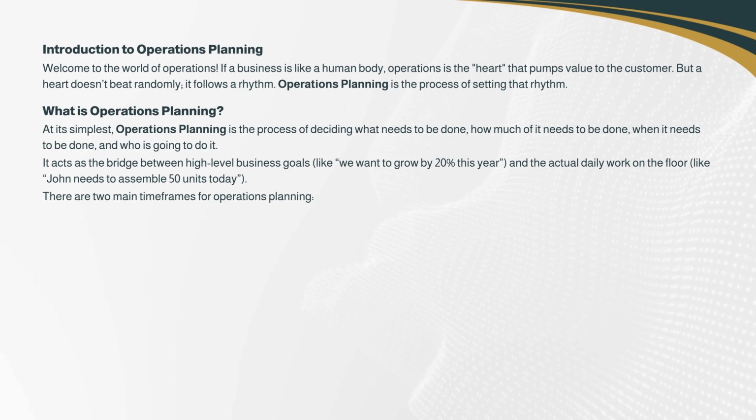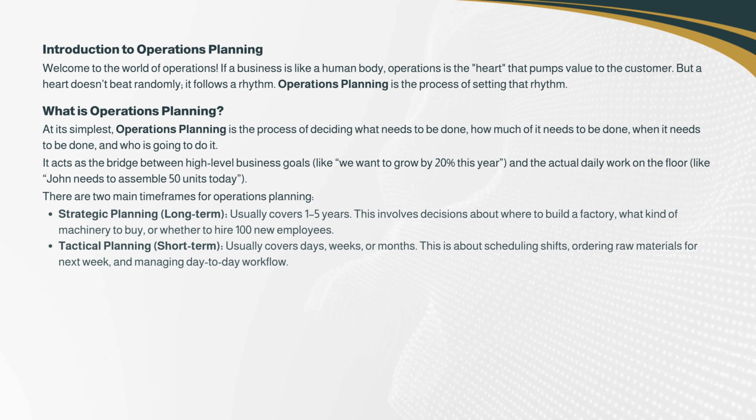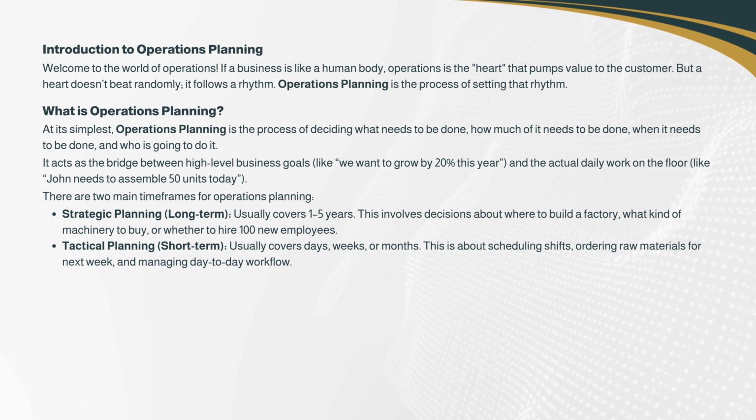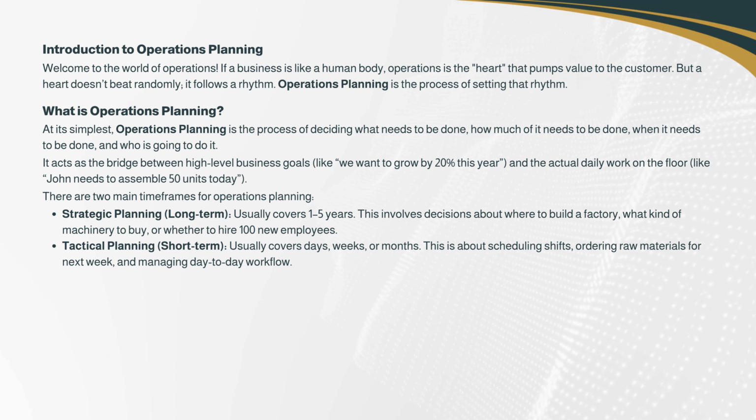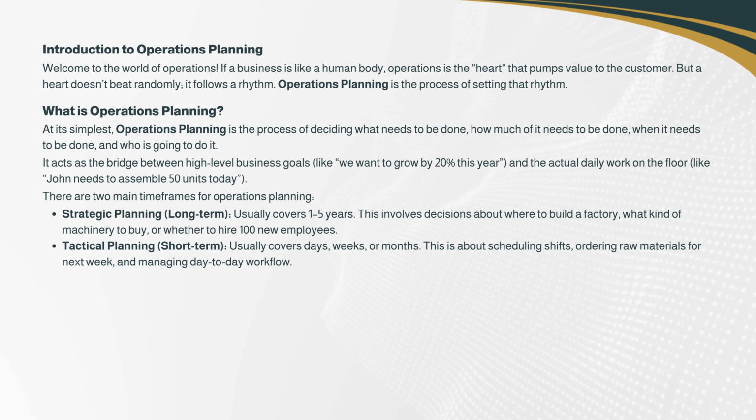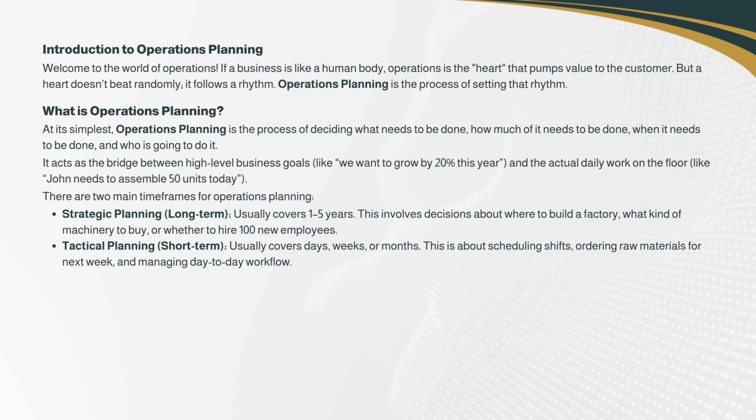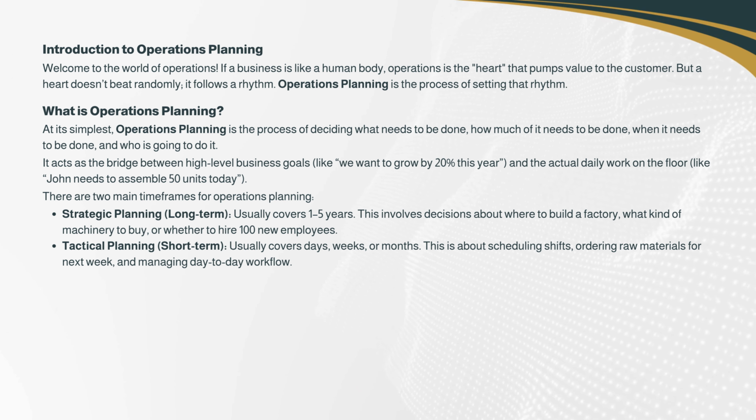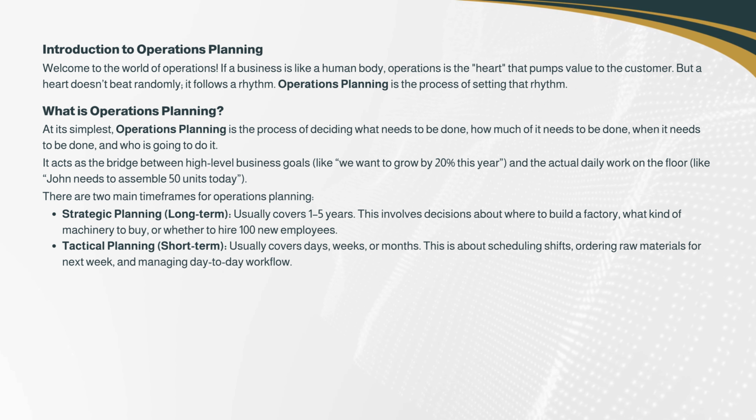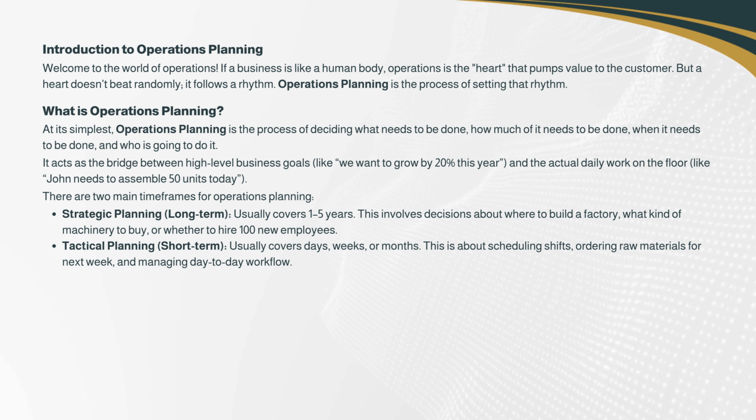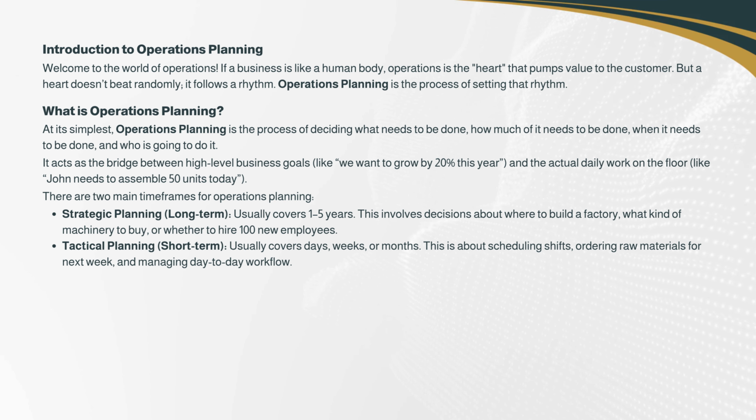There are two main timeframes for operations planning. Strategic planning, long-term, usually covers 1 to 5 years. This involves decisions about where to build a factory, what kind of machinery to buy, or whether to hire 100 new employees. Tactical planning, short-term, usually covers days, weeks, or months. This is about scheduling shifts, ordering raw materials for next week, and managing day-to-day workflow.